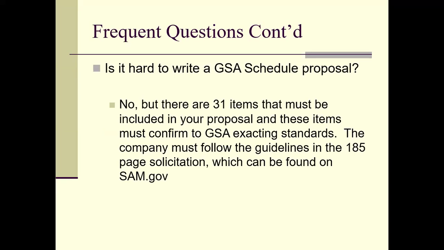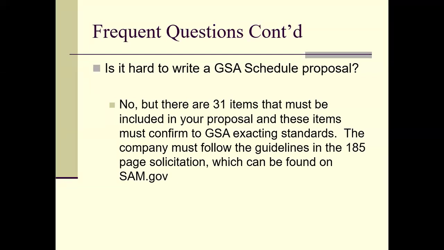There are about 31 items that you have to include in your proposal. And these have to be pretty exacting. You can't just preform your documentation. GSA has some very precise standards. They have specifications that they want you to answer questions for. You have to be able to answer those standards, and they're all contained in their solicitation, which is 185 pages long. Most people don't read it.